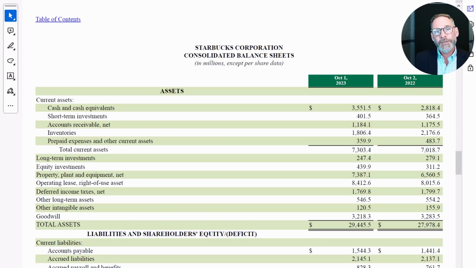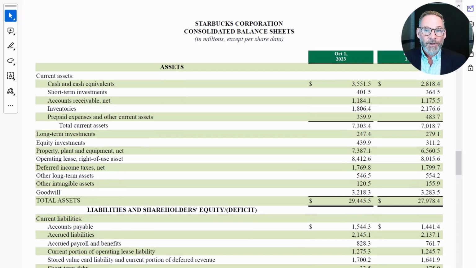Things like deferred taxes. We'll talk about accumulated other comprehensive income. We'll talk about goodwill. We'll talk about investments. So we'll cover the things that weren't already covered, but let me look at a holistic view of this balance sheet to begin with. First of all, it's on page 47 of the PDF, as I said.